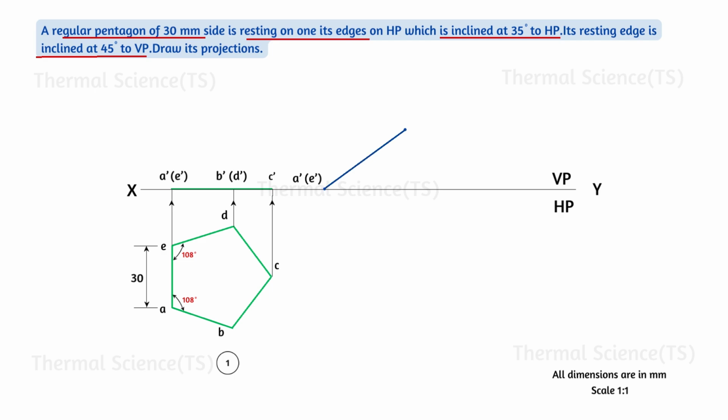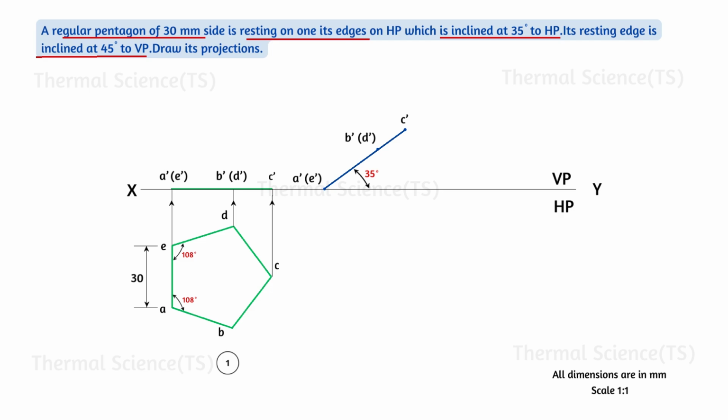Mention the angle as 35 degrees. Name the end point of the line as C dash as per the front view. Measure the distance of point B dash of D dash from A dash of E dash. Mark it on the inclined line.